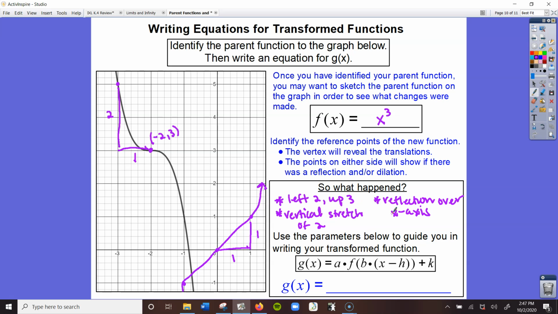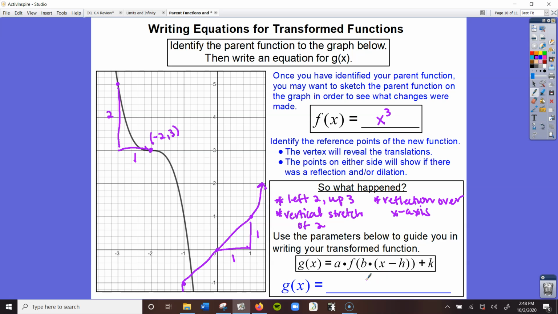So now that we have all of our transformations, it's time to write the equation for this graph. Now, here's the general form for any of our functions. A would represent if there was a vertical reflection or dilation. B would represent if there was a horizontal dilation or reflection. H represents if it moved left or right. And K would represent if it moved up or down. You can follow this if you like, and then instead of writing f, you would just use the parent function.